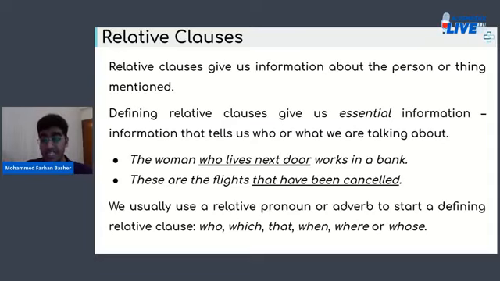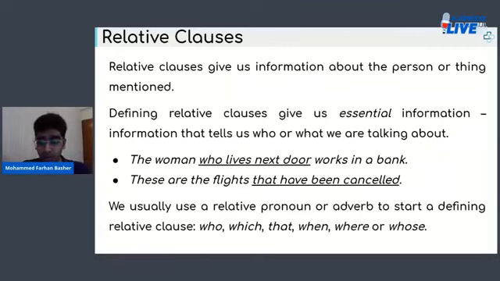A relative clause gives us essential information about the person or something that we are talking about in the sentence, right? Take a look at the first example here. The woman who lives next door works in a bank. Now here, you could say the woman works in a bank, right? But then this would not be really clear, because which woman works in a bank? You don't know. You haven't said. The other person that you have said this to wouldn't know really, right? So you have to mention more.